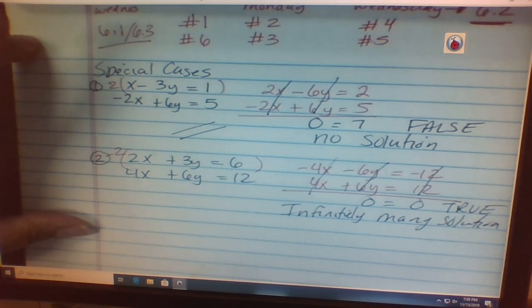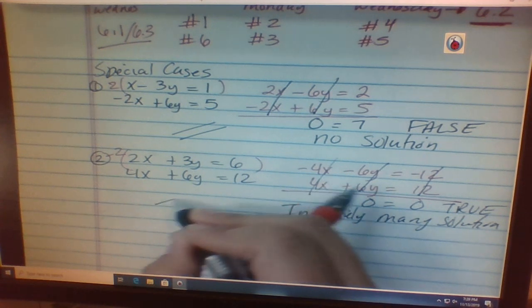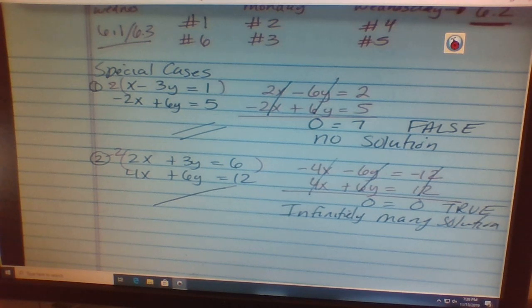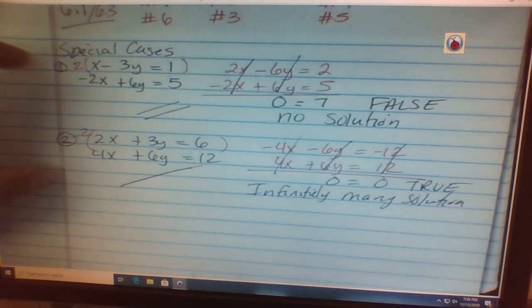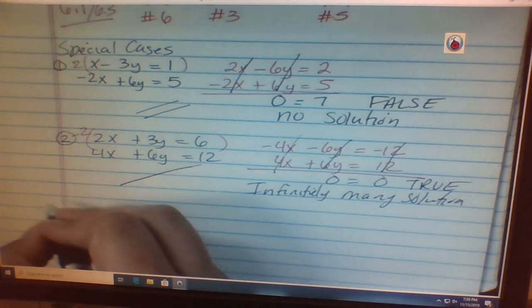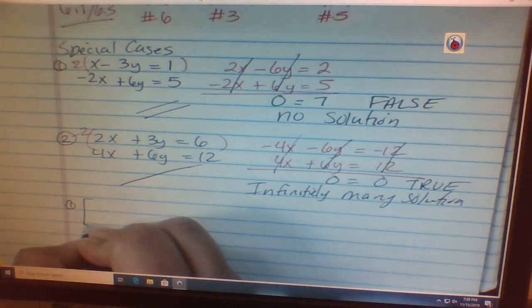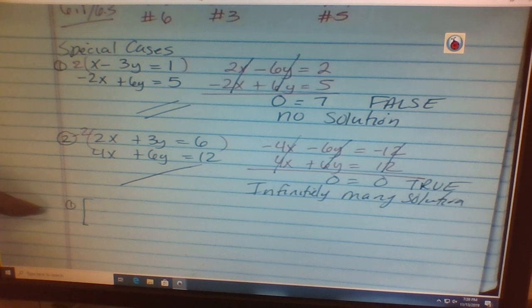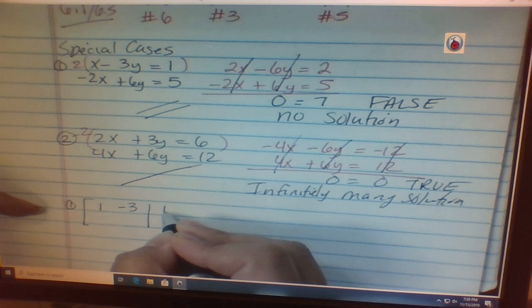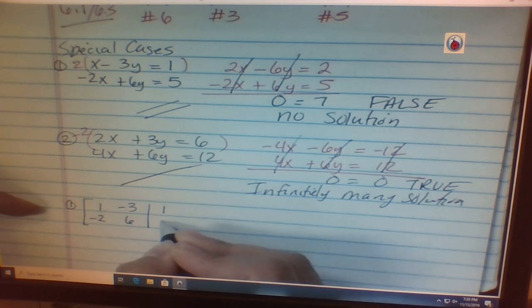So these are the two special cases. With infinitely many solutions, you have one line graphed right on top of the other, so they intersect every single place. 0 is equal to 0, 1 is equal to 1, 2 is equal to 2. It's always true. Now, how does this look in matrices with what we learned on Monday? Let's do the first problem. Problem number 1: if I change it into a matrix, my matrix is going to be 1, -3, -2, 6, and 5.